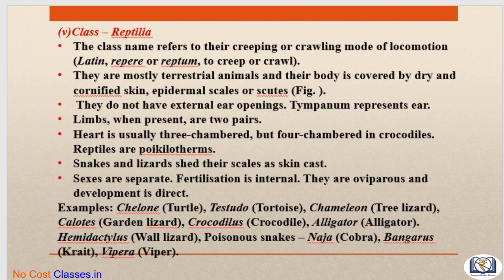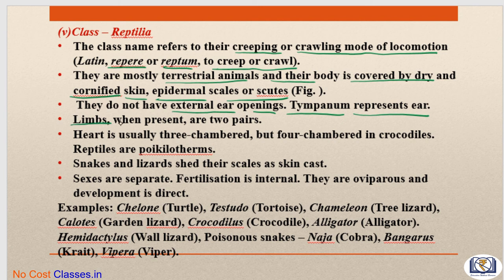Now, this next class is Reptilia. The class name refers to their creeping, crawling mode of locomotion. The Latin word repere means to creep or crawl. They are mostly terrestrial animals. The body is covered by dry and cornified skin and epidermal scales. They do not have an external ear opening, and a tympanum is present. The limbs, when present, are two pairs. Heart is three-chambered, but four-chambered in case of crocodile. So this is an exception, you will learn it.